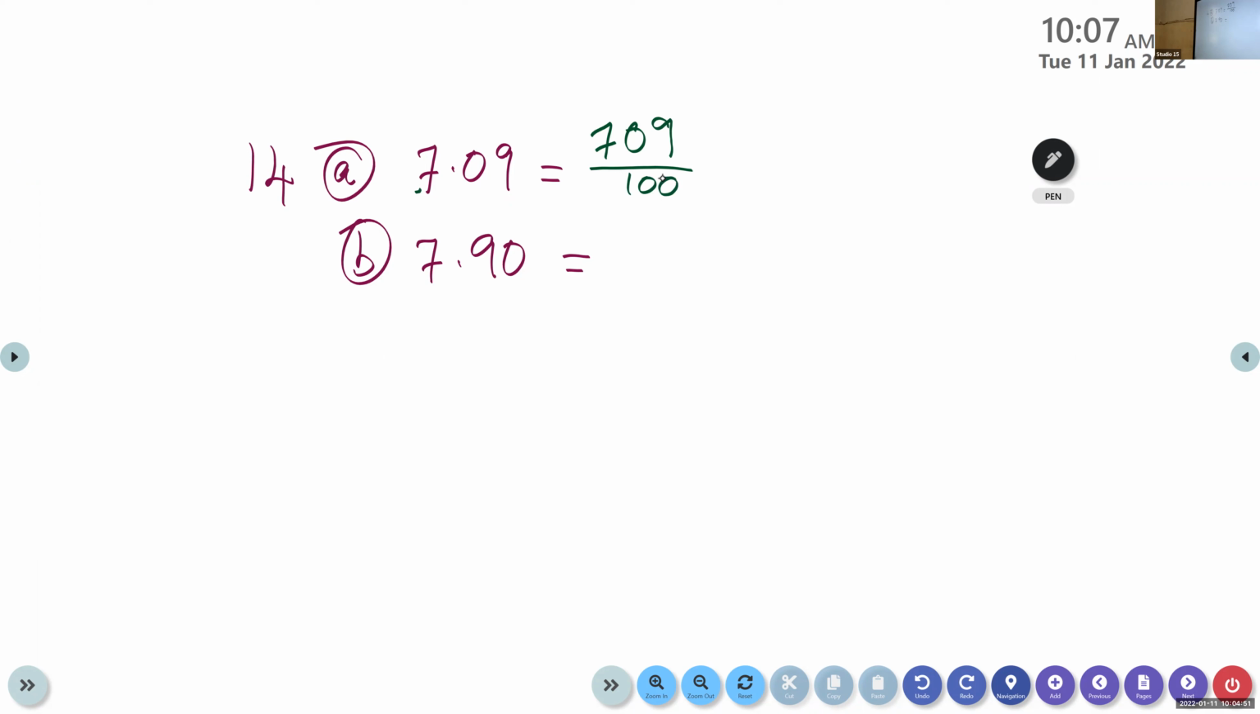Next one. Deva Binoy, can you give me the answer of question number B? 790 divided by 100. Yes. Here again, children, we have two digits. So there should be 2 zeros. 790 divided by 100. My answer is correct. Correct. Okay.